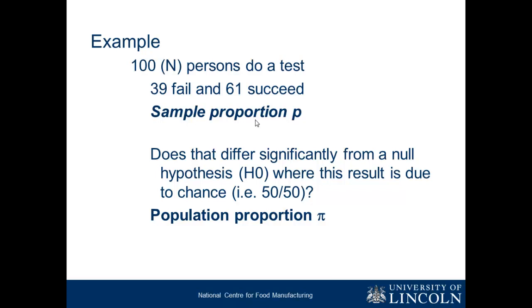Now let's look at an example. Here we have at least 39 and 61. So we have more than the expected value. The expected value is 5.